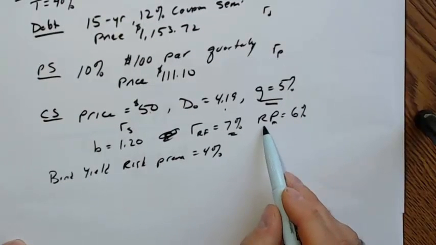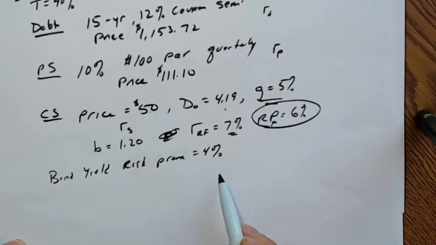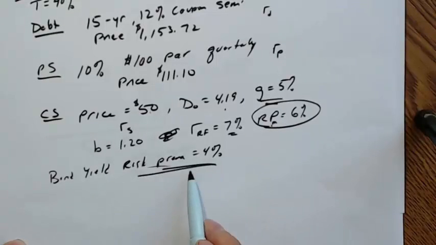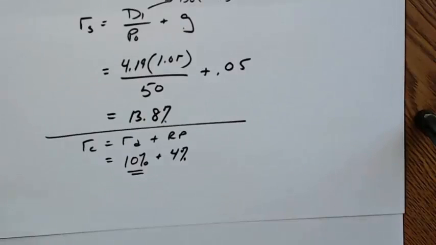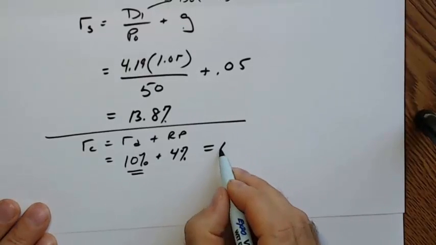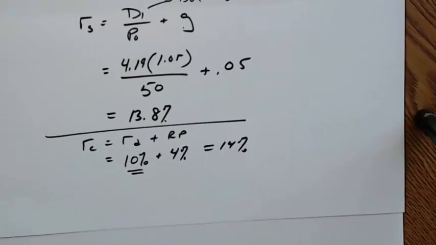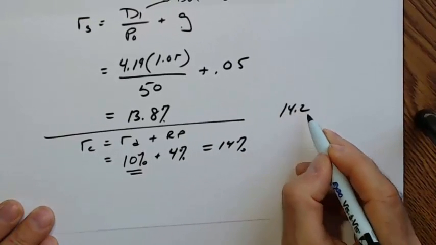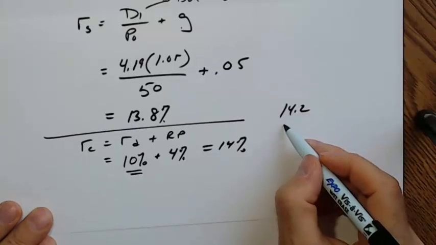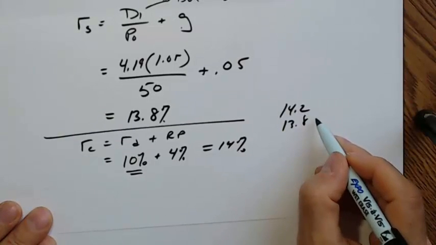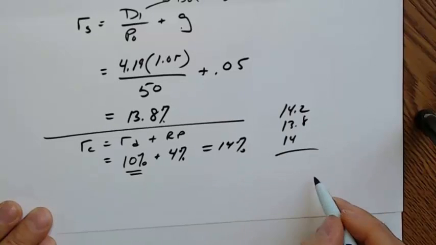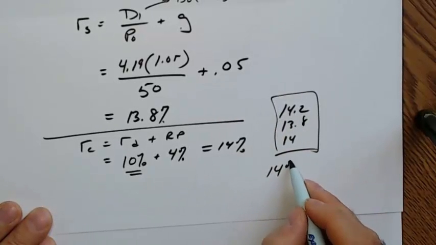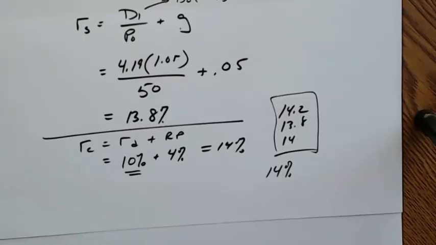Don't confuse it with this risk premium. This is the market risk premium. And this was the bond yield risk premium. Be careful that they sound the same. So this says 14%. So if you add all these up, the averages, remember we had 14.2 for the security market line, 13.8 for the discounted cash flow, and now 14%. The average of all these guys is 14%. And so we'll use the midpoint of all that, 14, for the future calculations.